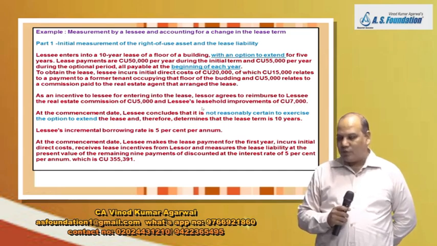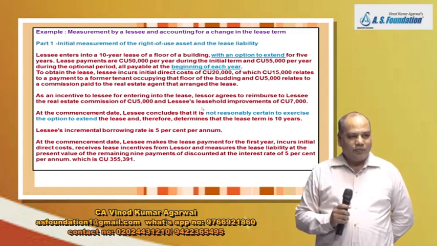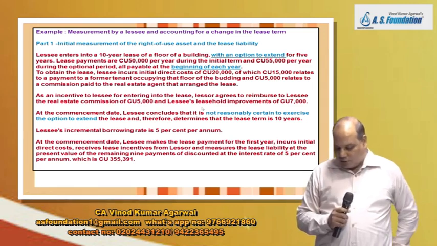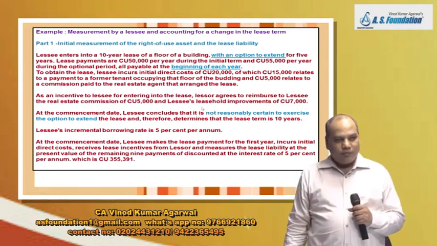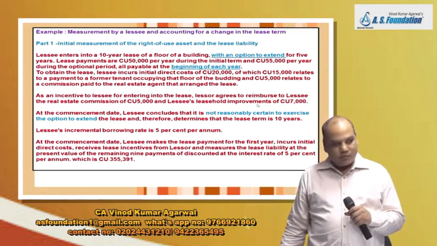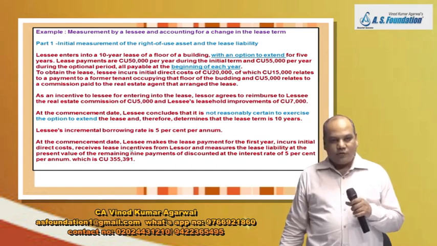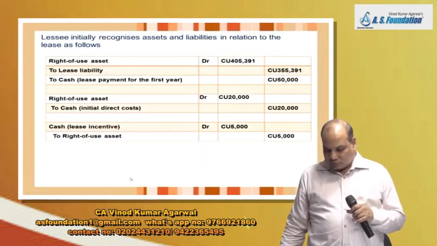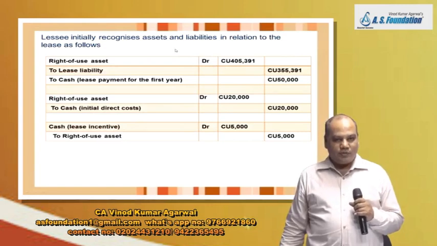Plus 50,000. So 4,05,391. Are you getting 4,05,391 on your calculator? Out of that 50,000 you will pay now. So the liability will be 355,391 and the asset will be, before adjusting for this direct cost and incentive, 4,05,391.